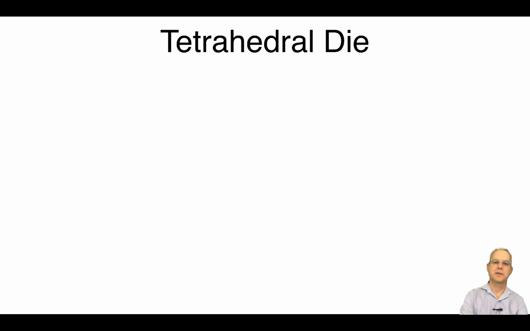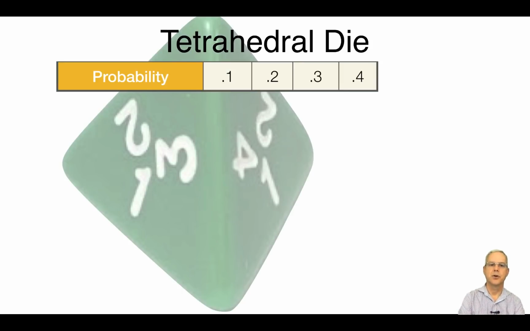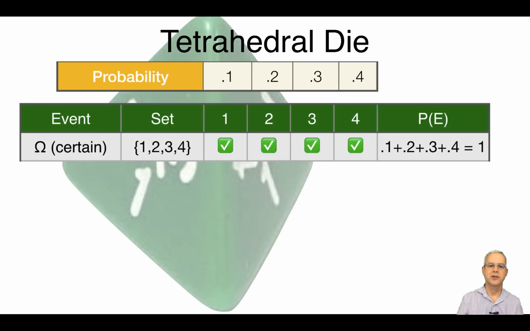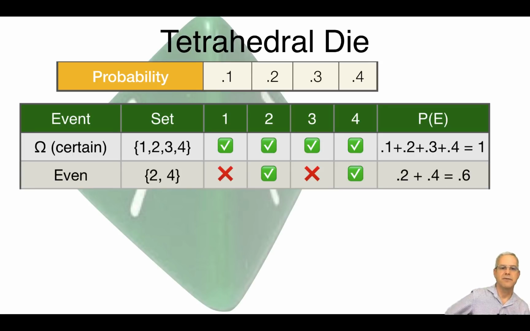So let's look at the tetrahedral die again. So remember the probabilities of the elements are 0.1 up to 0.4, and we want to use that to find the probability of different events. So if we have the certain event, the set is 1, 2, 3, 4, and this event occurs if any of the elements occur, and the probability of the event is just the sum of the probabilities, which is 0.1 plus 0.2 plus 0.3 plus 0.4. The even event consists of 2 and 4, and the probability of the event is just 0.2, the probability of 2, plus the probability of 4, which is 0.6.